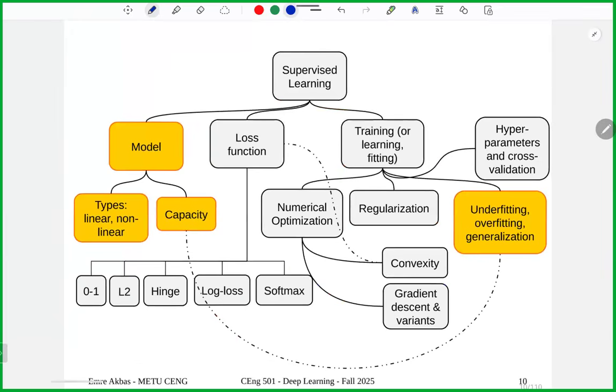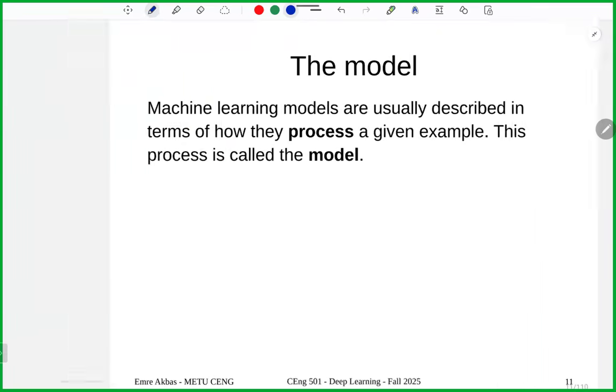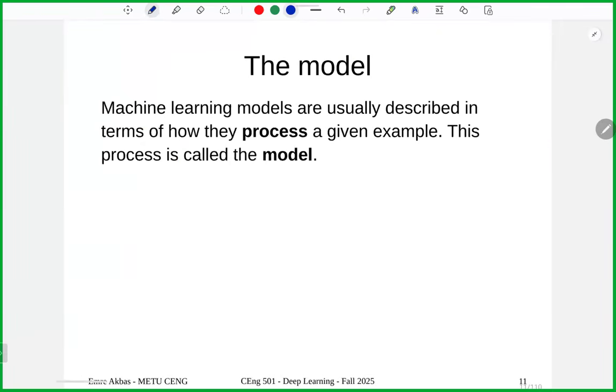So now let's start looking at model types, their capacity, and the concepts of underfitting, overfitting, and generalization. These are very important concepts. So what is a model? A machine learning model is usually described in terms of how it processes a given example. This process is called the model. For example, if your model takes input x and multiplies it with a vector w, dot product, this is called a linear model for obvious reasons.